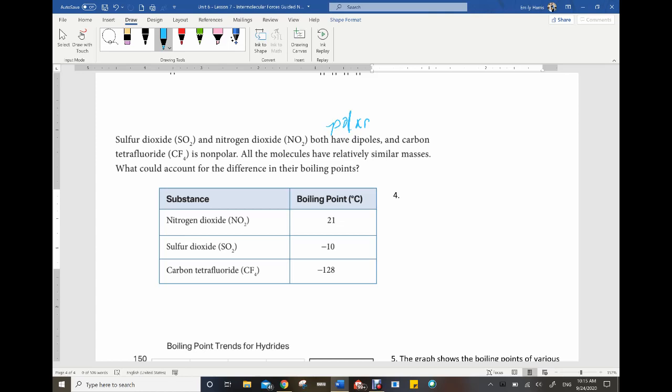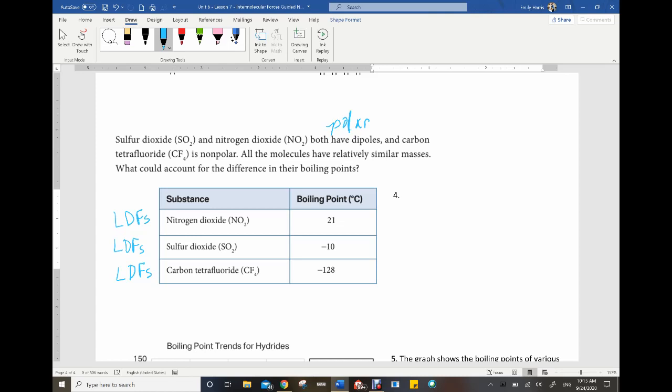Okay, so we know that if all that carbon tetrafluoride has is LDFs, that explains why its boiling point is so low. Weak forces have a low boiling point. Now, when it comes to nitrogen dioxide and sulfur dioxide, it told us that they have about the same mass as carbon tetrafluoride. If the molecules have the same mass, that means they're all about the same size. So their London dispersion forces should be similar.